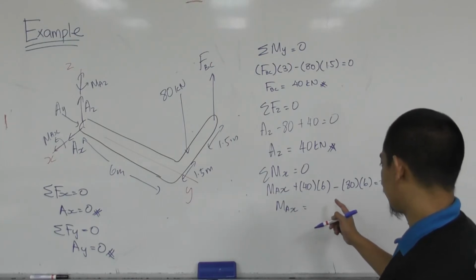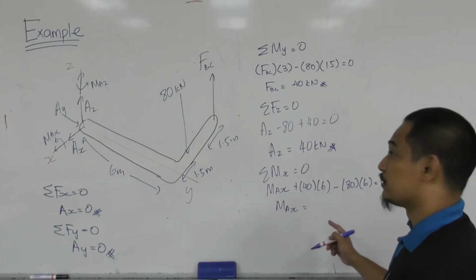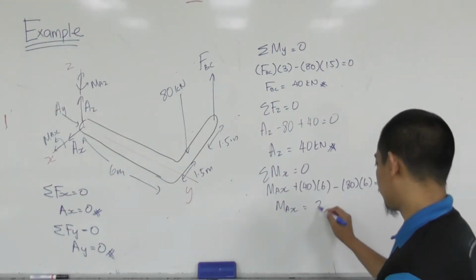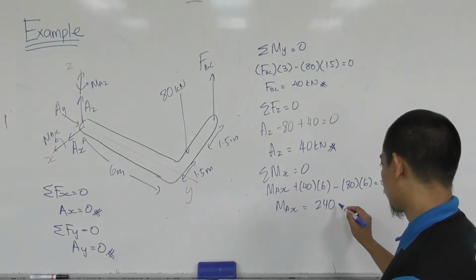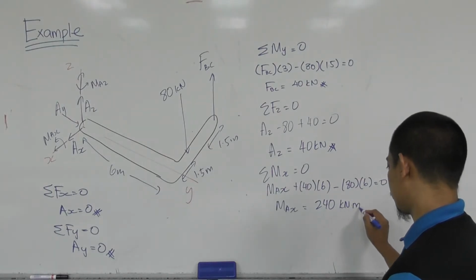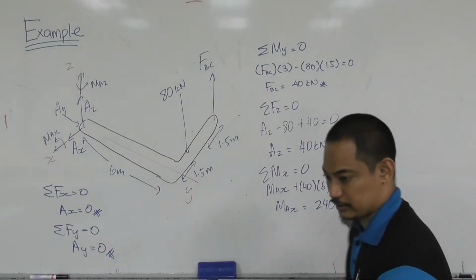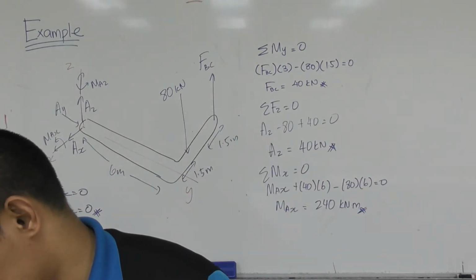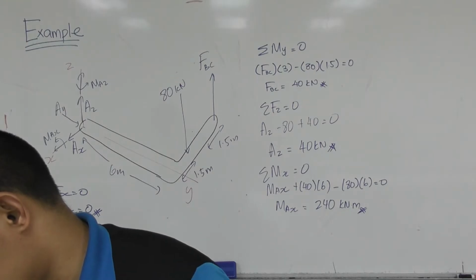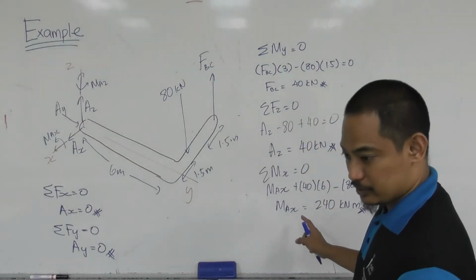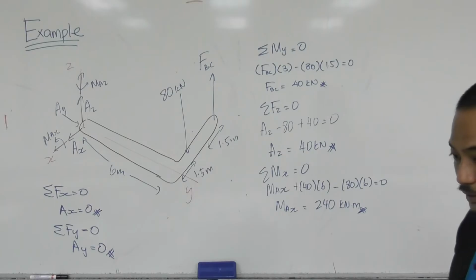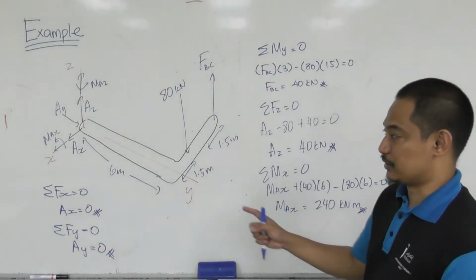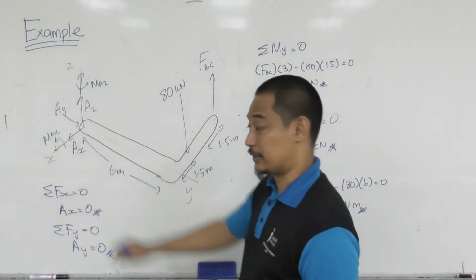what do you get here? 40 times 6. 240 kilonewton meter, right? Am I correct? Should I check? Right, so Max becomes 240 kilonewton meter. That is correct. And the assumed direction is correct, positive, right?